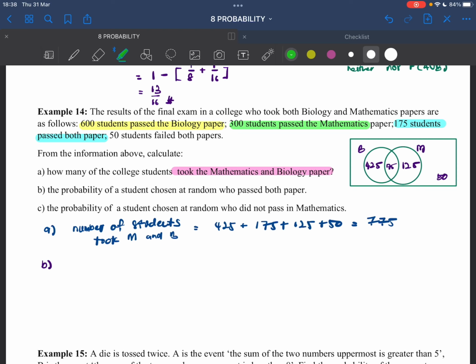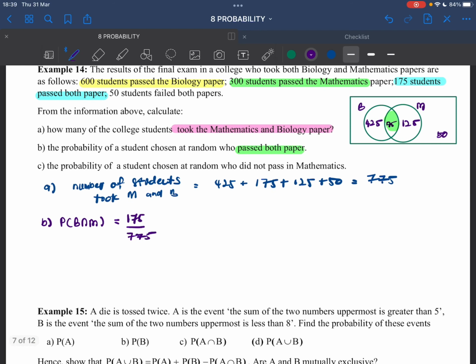Passed both papers, what does it mean by that? We have P(B intersect M). So obviously at the center here we have 175. Don't forget to divide by the total sample space, which is 775. So that's it. Just leave it like that, or we can simplify to 7/31.